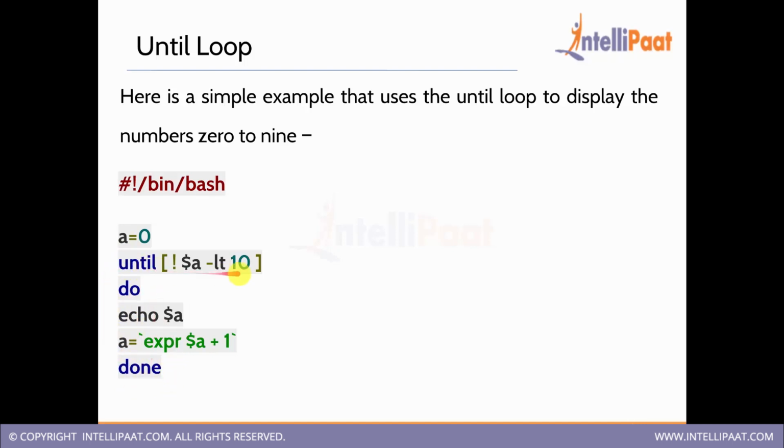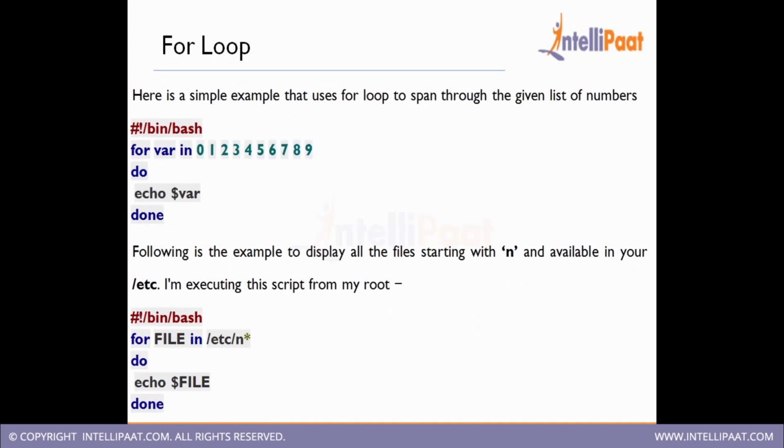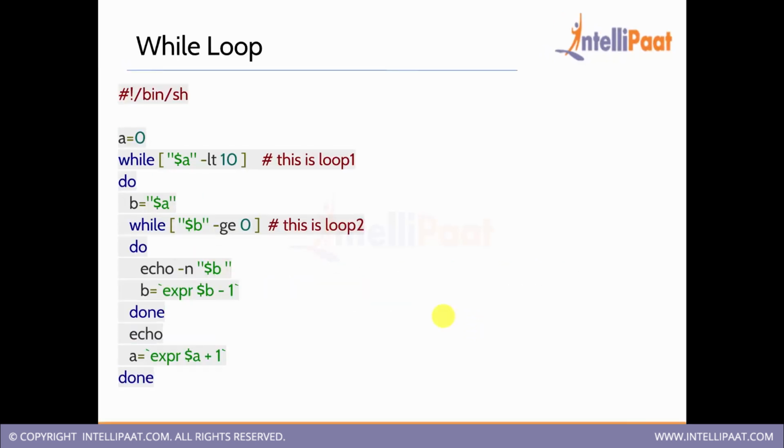So until loop will start doing stuff until a certain condition is met. When that is met, it goes to done. So this is how loop works. You can see a familiar pattern. All the loops work in almost similar fashion, but they have different utilities.